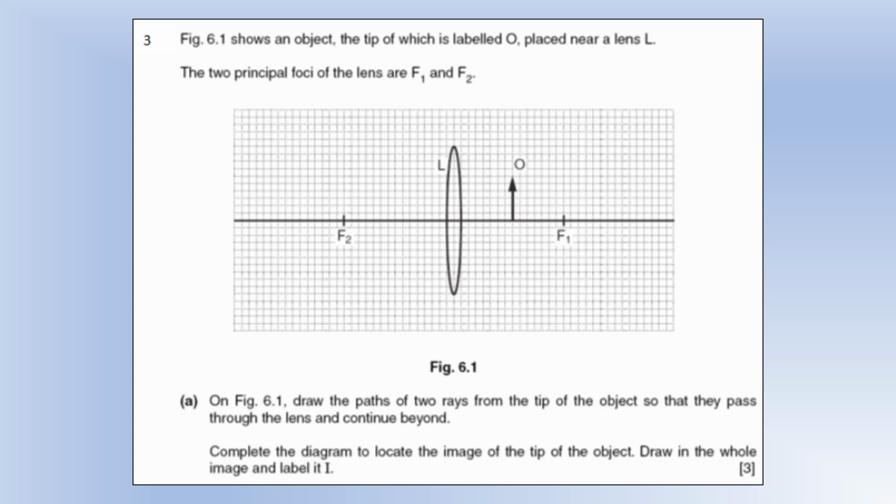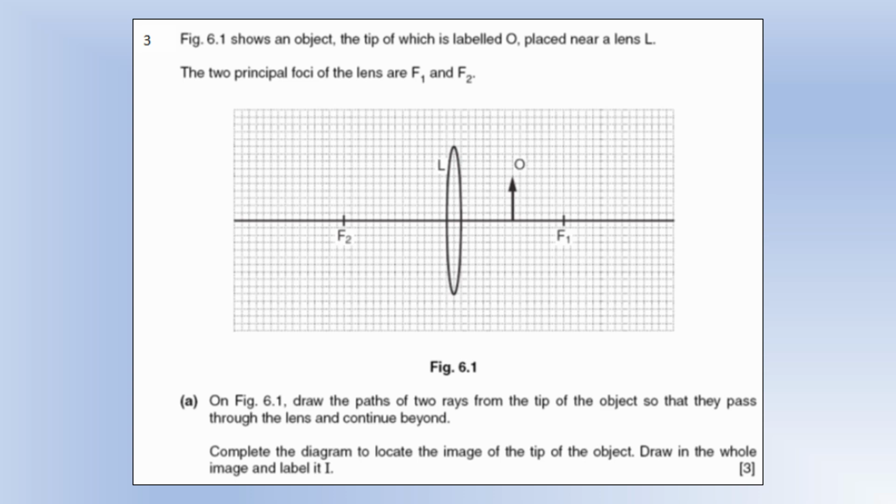Okay. So now we're going to look at drawing some ray diagrams with lenses, it looks like. So we've got an object O, and we've labelled the tip of it, and it's got a convex lens here. And we've got the two principal foci of the lens marked, and they're equal distances either side of the lens. Draw the path of two rays so that they pass through the lens and continue beyond, and then complete the diagram to locate the image of the object and label it I.